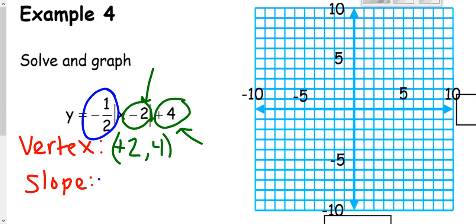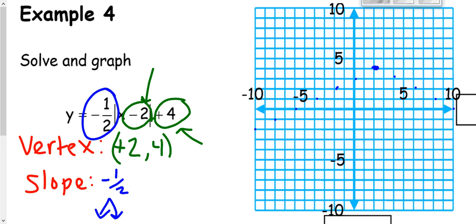And then remember our slope is out in front. So this time our slope is a -1/2. And because that's negative, our orientation is that it's going to open down. Okay, so let's go put that on the graph. Our vertex is +2, +4, so that would be about here. Okay, so we make our point there, and then our slope is -1/2 in both directions. So that means we're going to go down 1 over 2 in both directions.